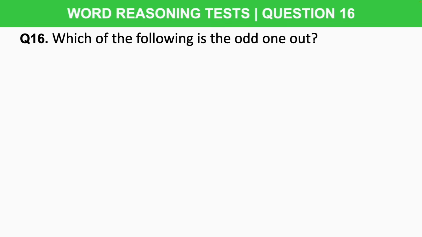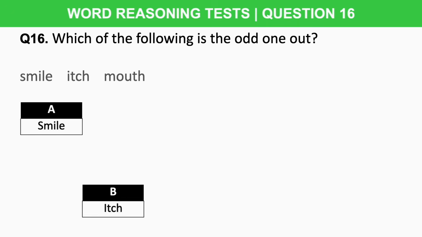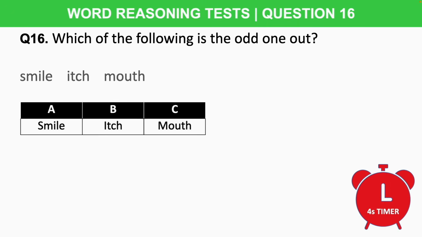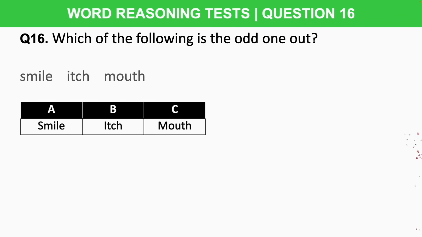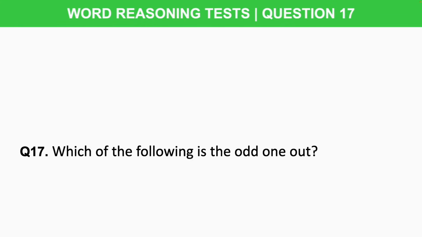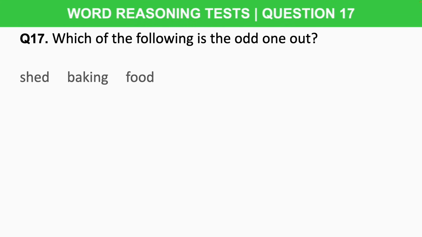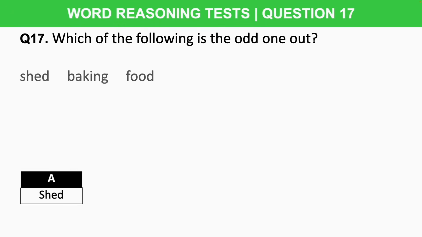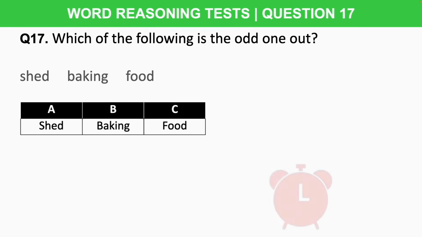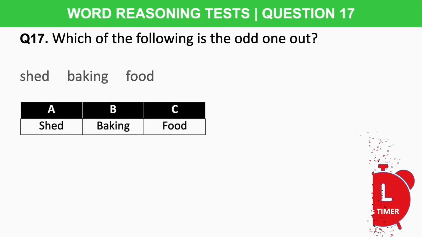Here we go. Which one of the following is the odd one out? Smile, itch or mouth? Let me know your answer below. You have 4 seconds starting now. Okay, try another one. Is it shed, baking or food? Which one is the odd one out? 4 seconds starts now.